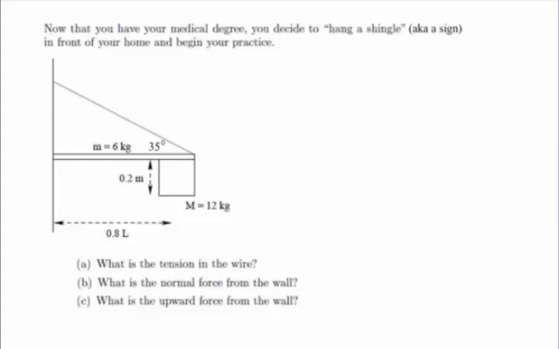Now that you have your medical degree, you decide to hang a shingle, also known as a sign, in front of your home and begin your practice. The figure shows a flagpole, if you will, held up with a wire attached to the right-hand edge and bolted on the left to the wall of your home. A, what is the tension in the wire? B, what is the normal force from the wall? And C, what is the upward force from the wall?